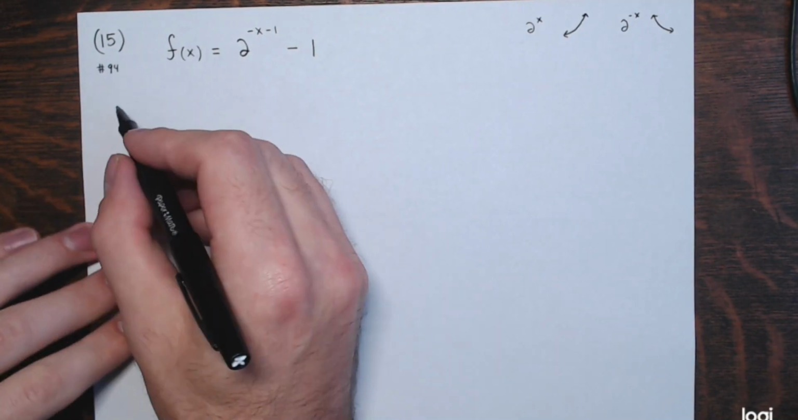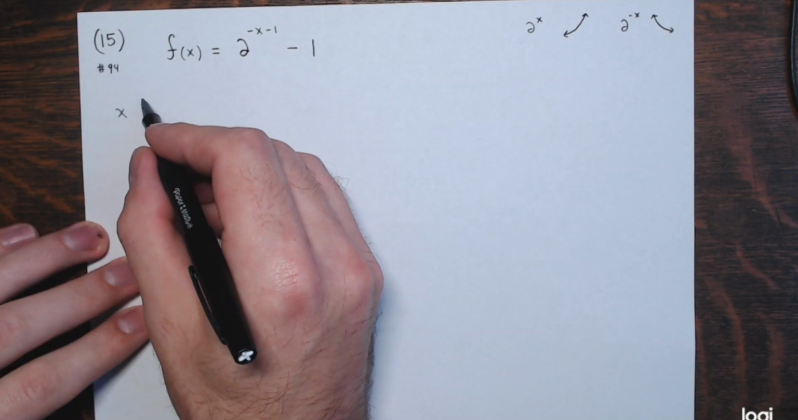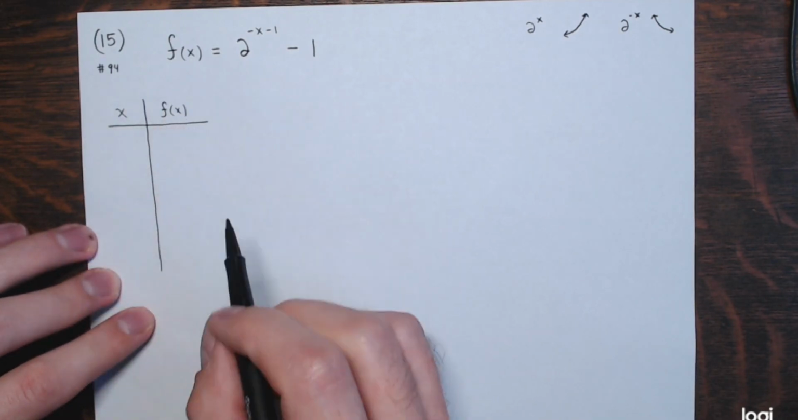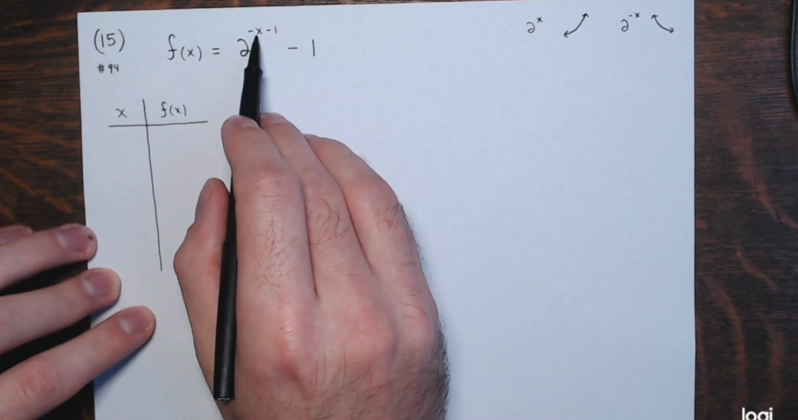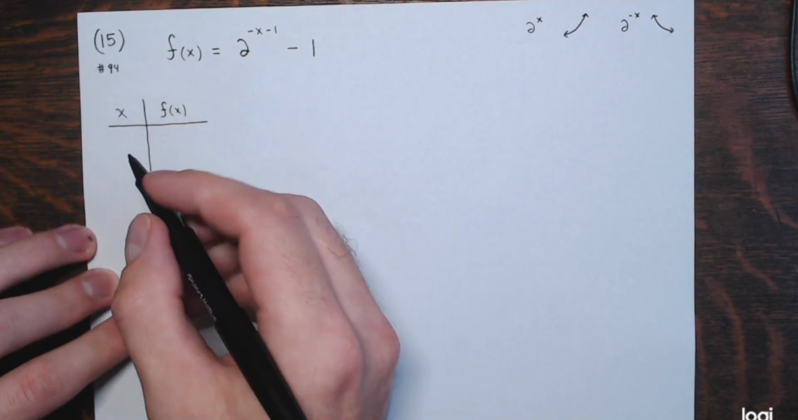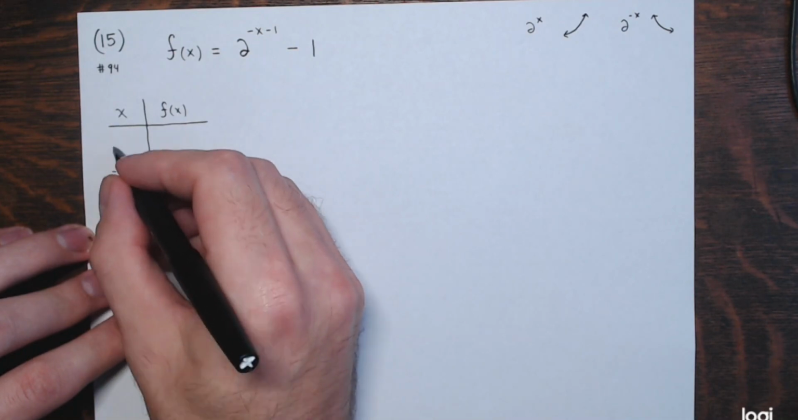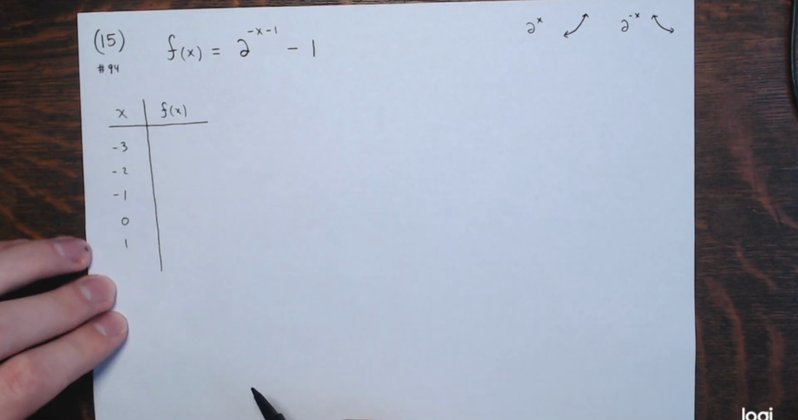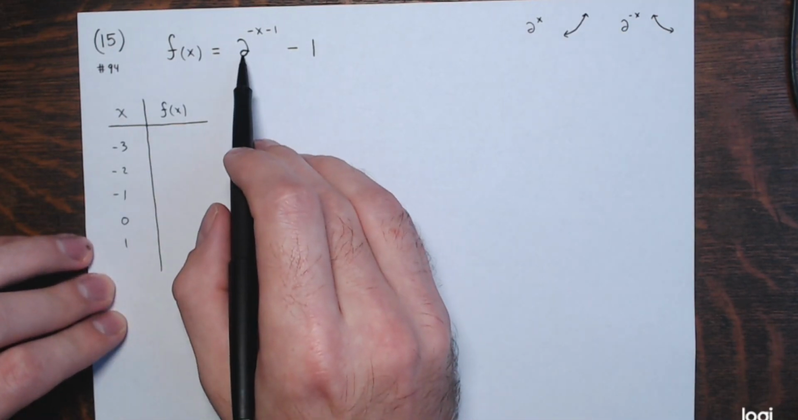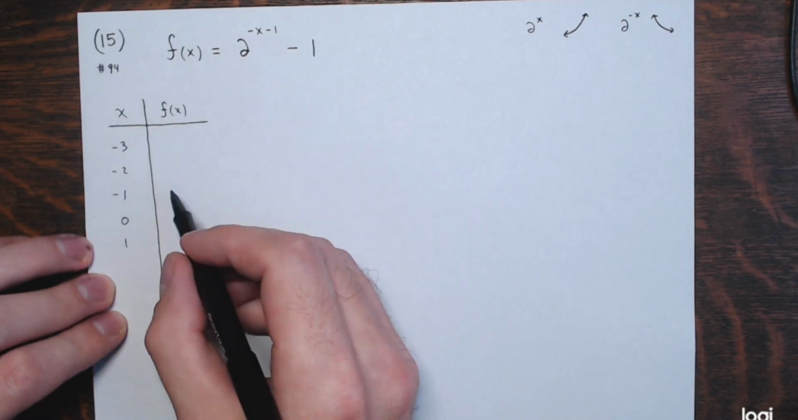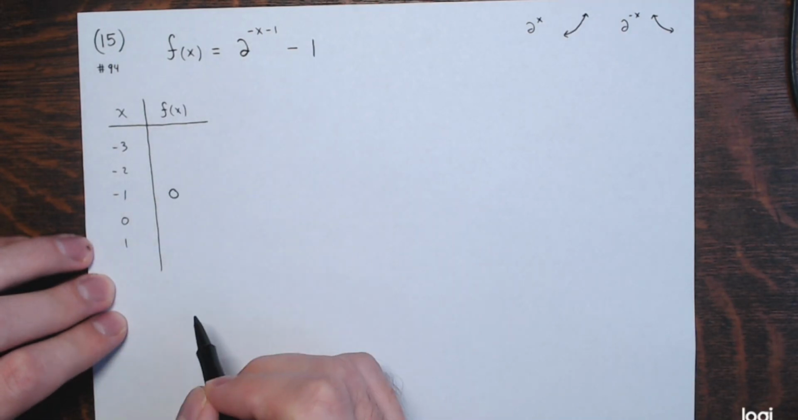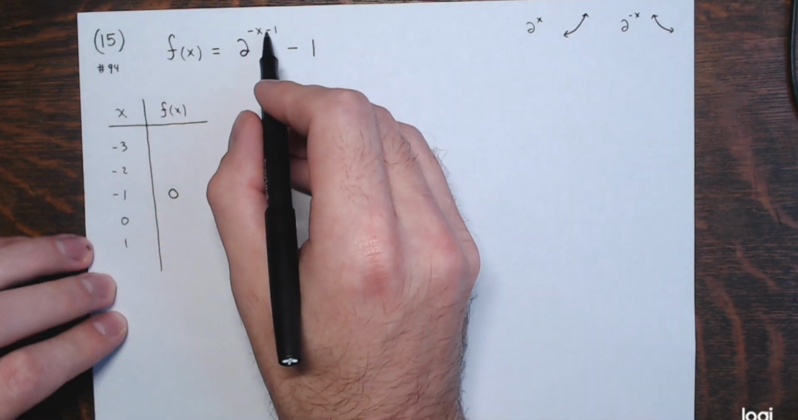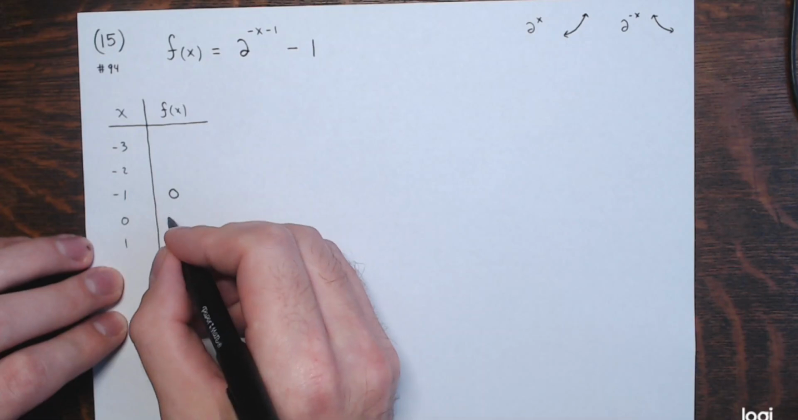All right, so let me make a table. Again, I like to plug in the value of x that makes this 0, which would be negative 1. And then I'll go 2 below that, negative 2, negative 3, and 2 above that, 0 and 1. So I'll plug in these 5 values. Now, 2 to the 0 would be 1, minus 1 would be 0. You'd have an output of 0 with an input of negative 1. When I input 0, you'd have 2 to the negative 1, which is a half. A half minus 1 is negative half.